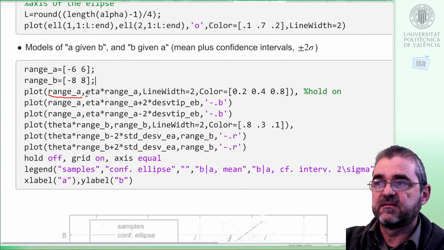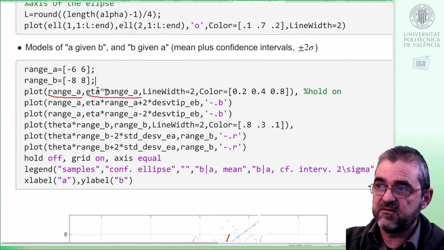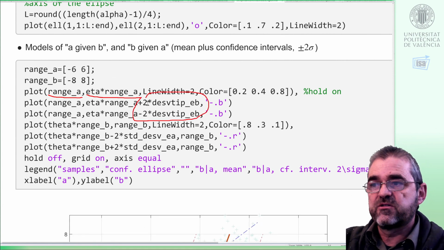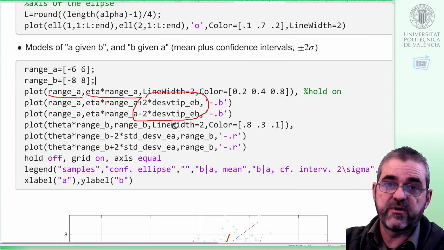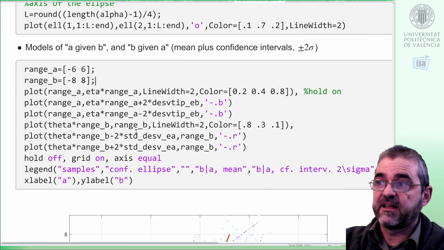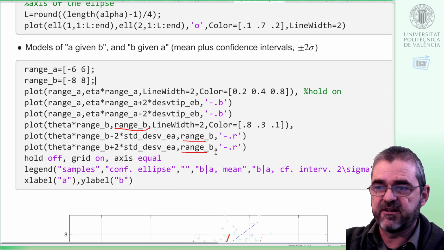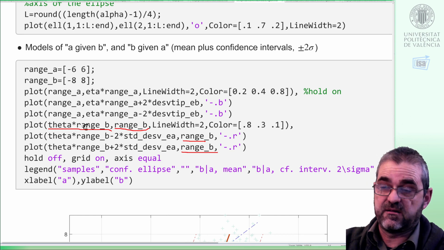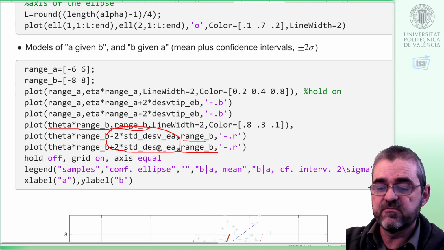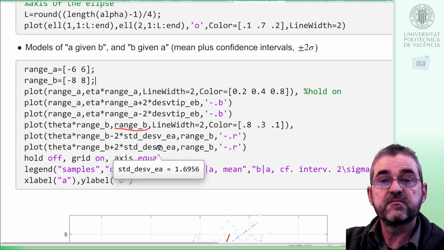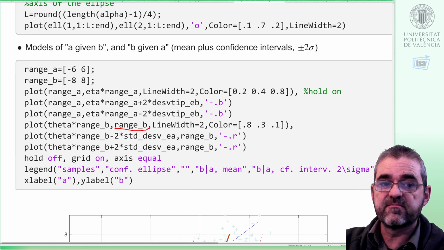I plot A, and in the vertical axis, the best prediction, eta times A. The extremes make a line, plus or minus 2 times the standard deviation of the residual error, the additive noise, so I get confidence intervals. And also, I plot B in the vertical axis, and in the horizontal axis, which is A, the mean, theta times B, plus or minus 2 times the standard deviation to get confidence intervals. So let us see what we get at the end.